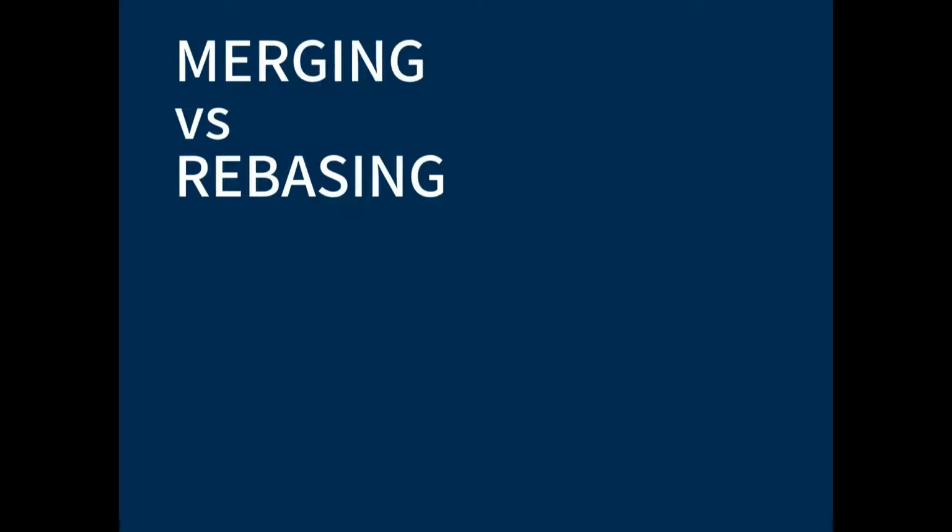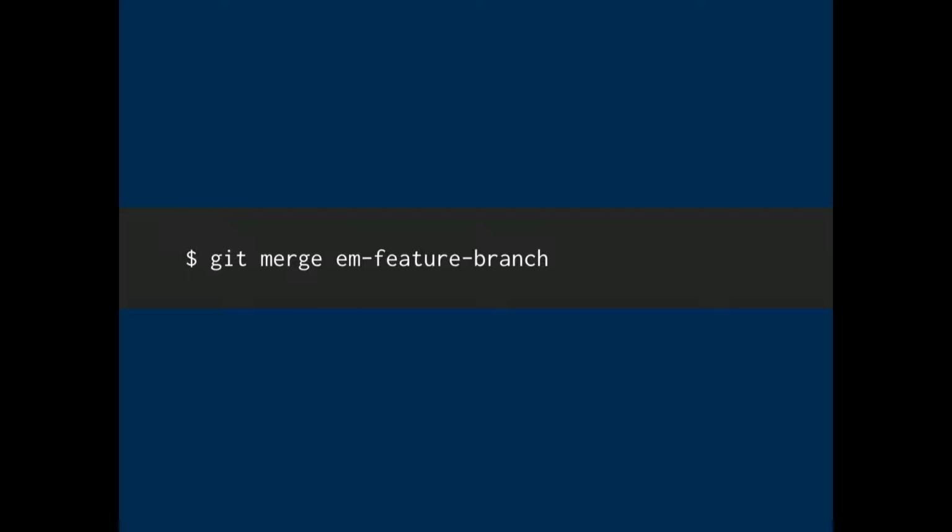Now, git merge and git rebase offer the same service. They incorporate commits from one Git branch into another. The key distinction lies in how this result is achieved.